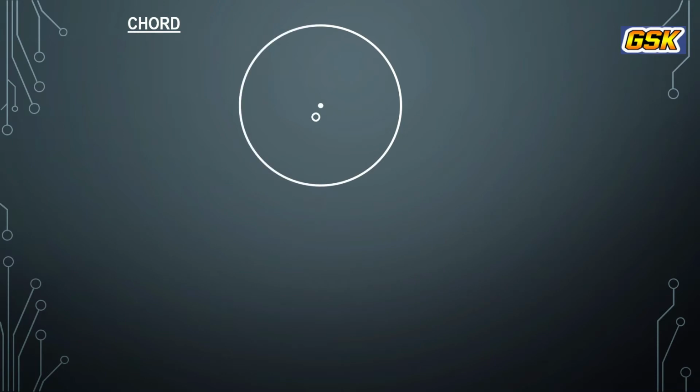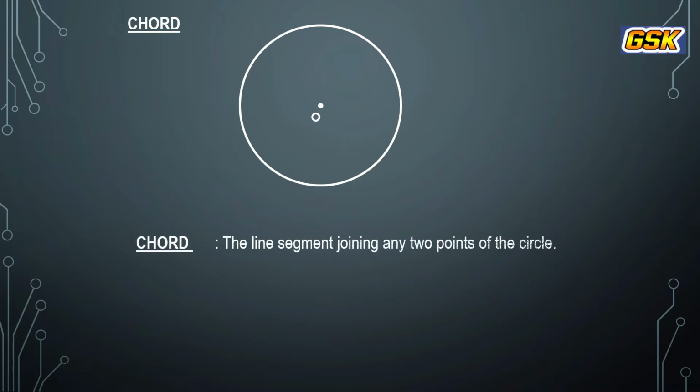Chord. Let us take a circle. What is chord? The line segment joining any two points of a circle is chord. First, take 2 points on a circle. Name it as A and B. The line segment joining these 2 points is chord.